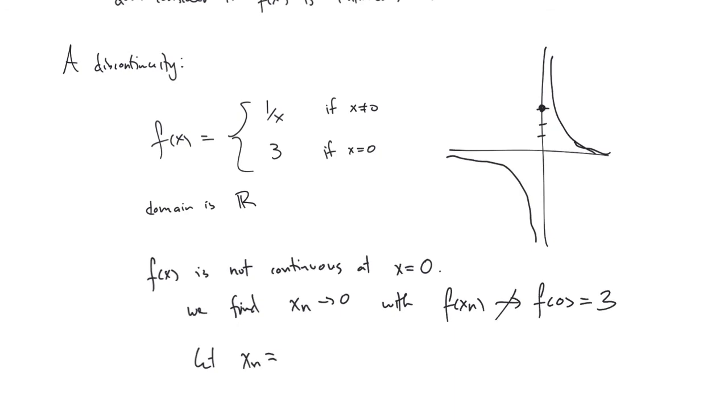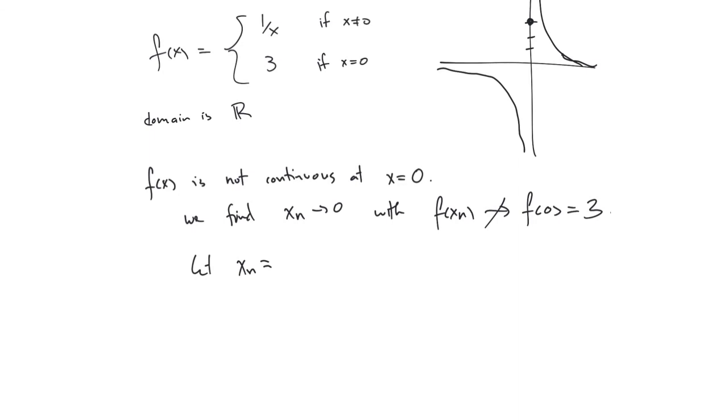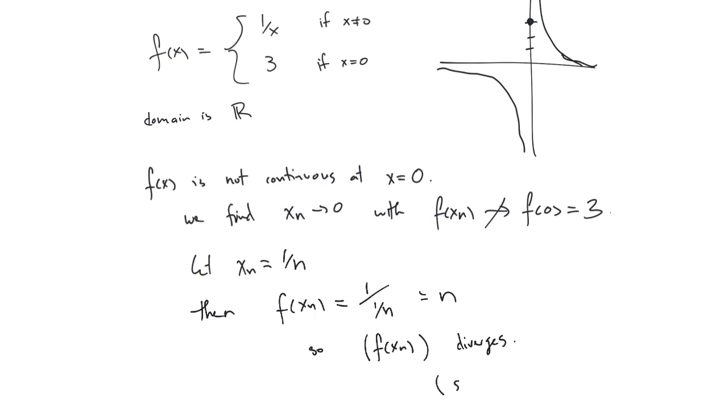What do you think? You don't have to be too fancy here. A sequence xn which approaches 0. Somebody tell me your favorite sequence which approaches 0. 1 over n is the only sensible answer. Yeah. And then, what is f of xn? f of xn would be 1 over n, right? The function f of x is 1 over x, basically, except for that special point. But these values I'm plugging in do not involve the special point, x equals 0. This is n. So f of xn as a sequence diverges. So it does not converge to 3 in particular.